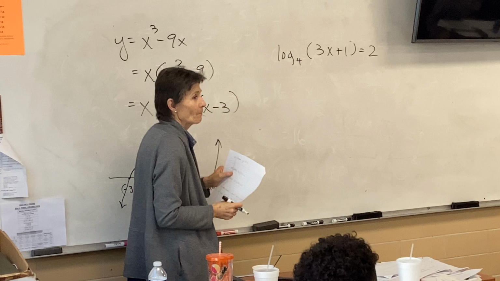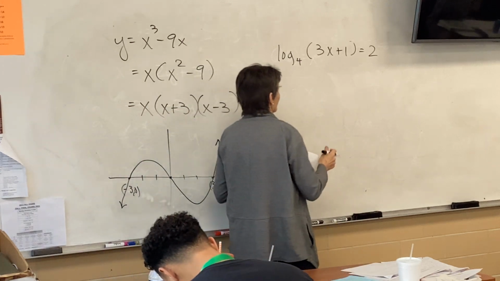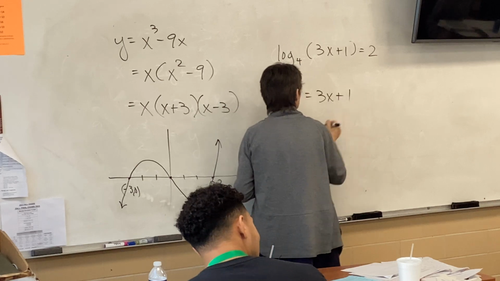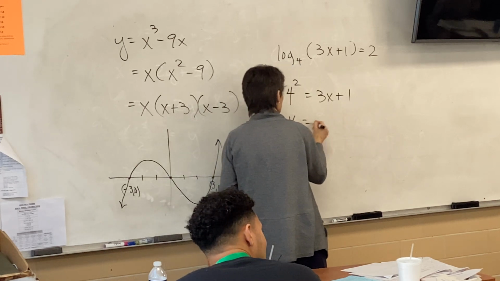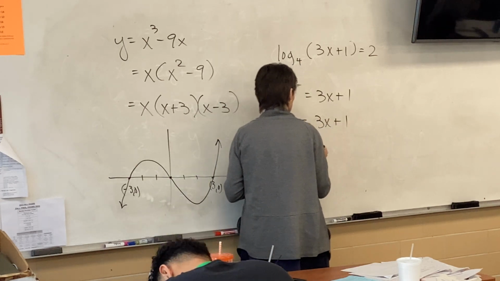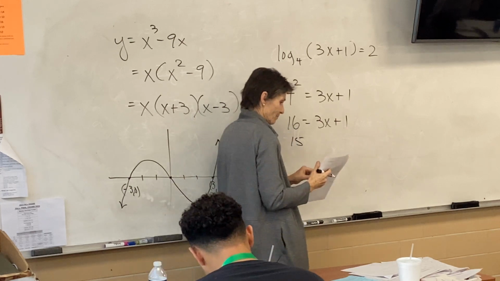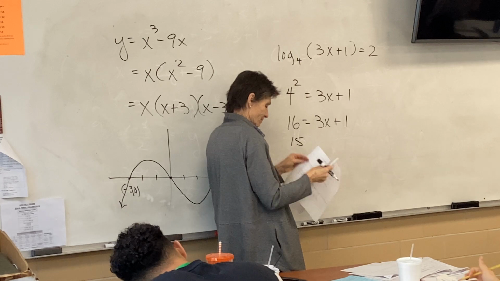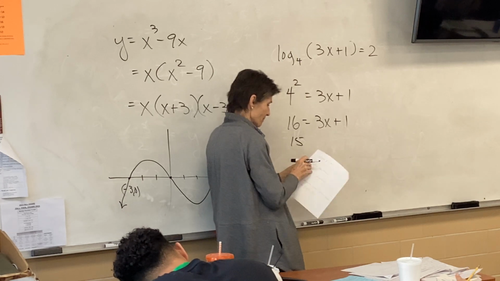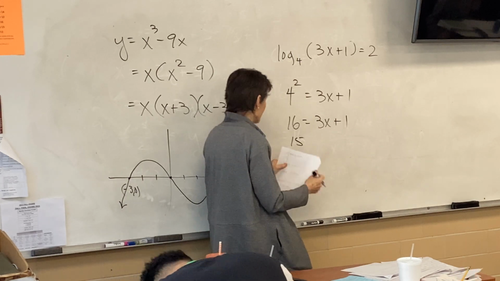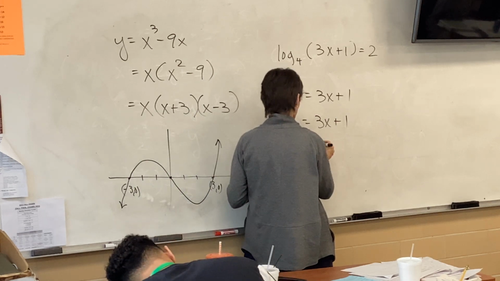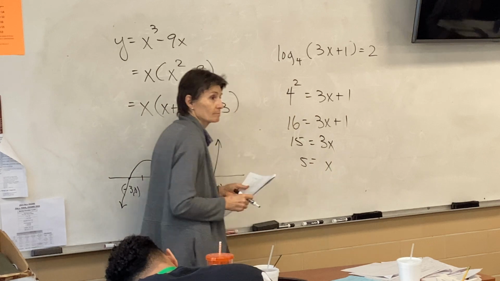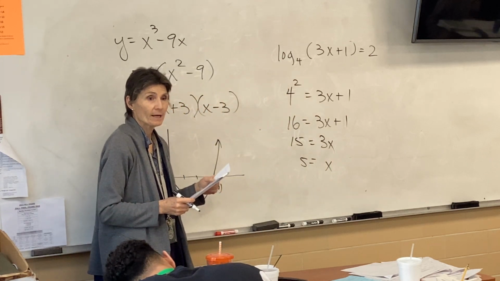All right, what do we do? Log roll it. So 4 squared equals 3x plus 1. 16 equals 3x plus 1. So x equals 5? Everybody okay?